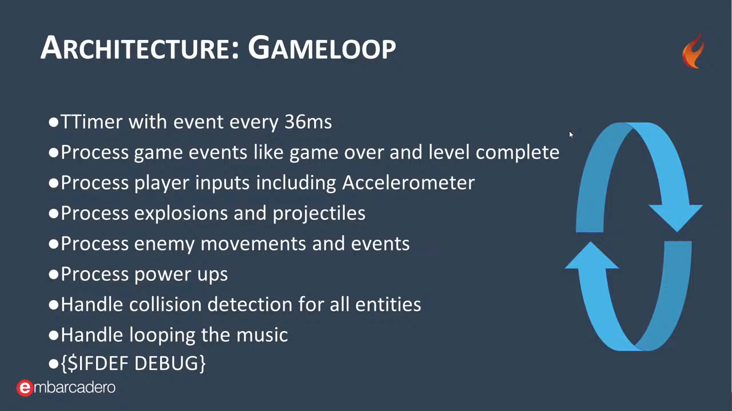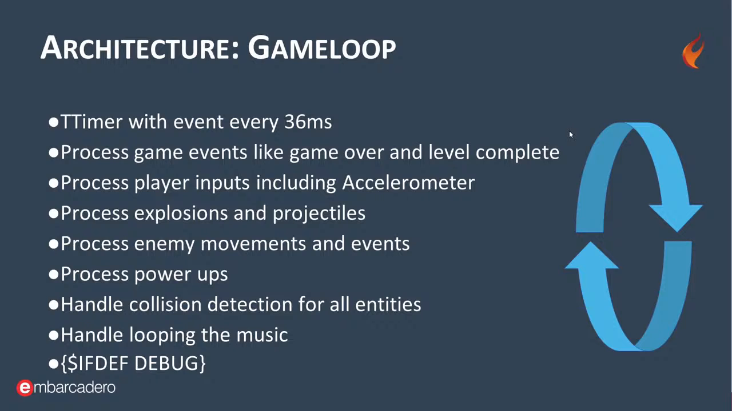If the code within the game loop takes longer than 36 milliseconds to execute, the player may experience lag, so keep that in mind when you are optimizing the game loop. Within the game loop, it processes game events like game over and level complete, the player inputs including the accelerometer, explosions, and projectiles, enemy movements and events, and power-ups. Finally, it handles collision detection for all entities and looping the music.